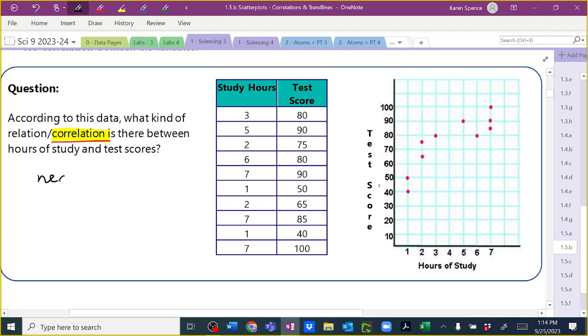Okay, so we can choose between negative, positive, and the third choice is no correlation. So you're going to let me know if you think it is positive, you're going to go like this. If you think it's negative, you're going to go like this. And if you think it's no correlation, you're going to go like this. So you're going to vote, chat with your partner, make sure you feel good about your choice. You can also be like, I don't know yet, which is perfectly valid.